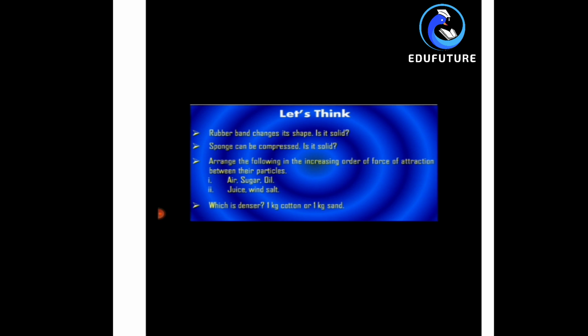Arrange the following in increasing order of force of attraction between their particles: air, sugar, oil, juice, wind, salt. Which is denser, 1 kg cotton or 1 kg sand? Think before you answer. Please give your answer in the comment box. I will be waiting for your answers.